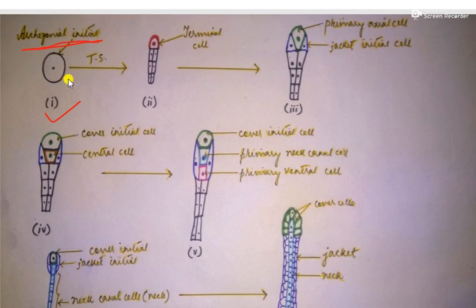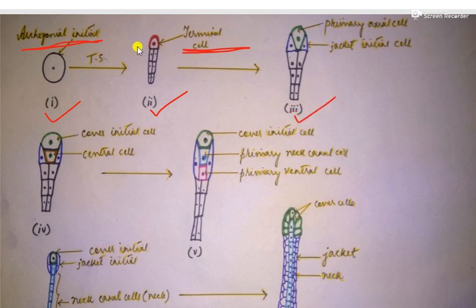The archegonial initial will divide by a transverse division, and it will form a filament, about a 6 to 7 celled filament. The cell present at the apex of this filament is known as the terminal cell. So this was step number 2. What happens in step number 3?